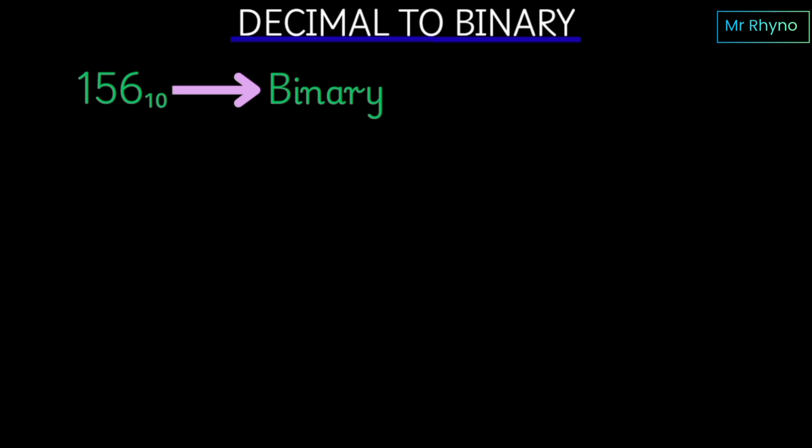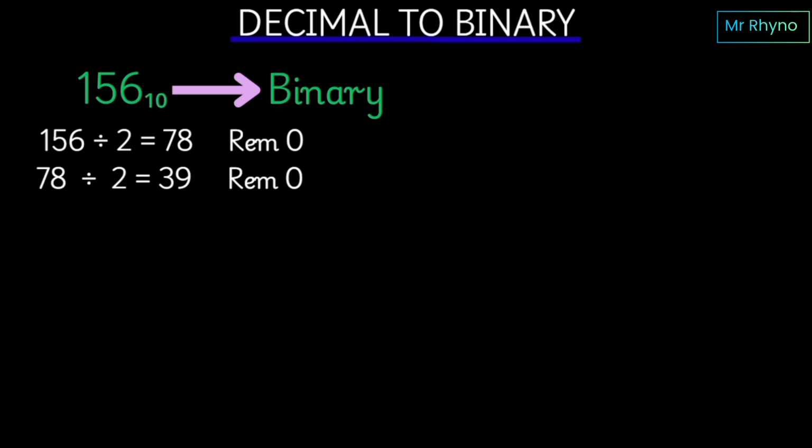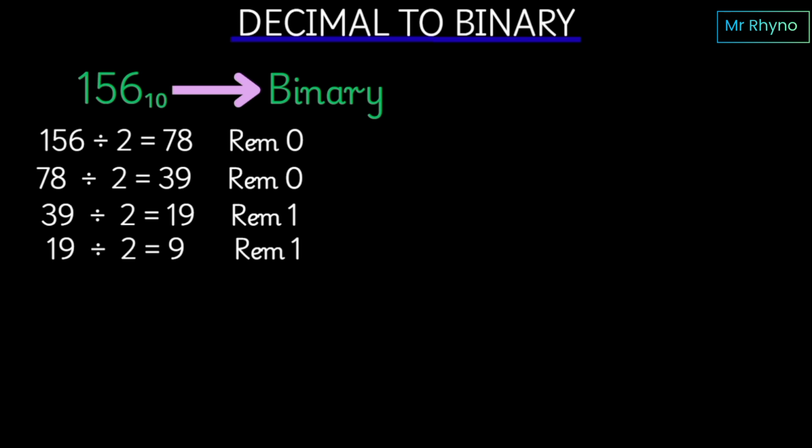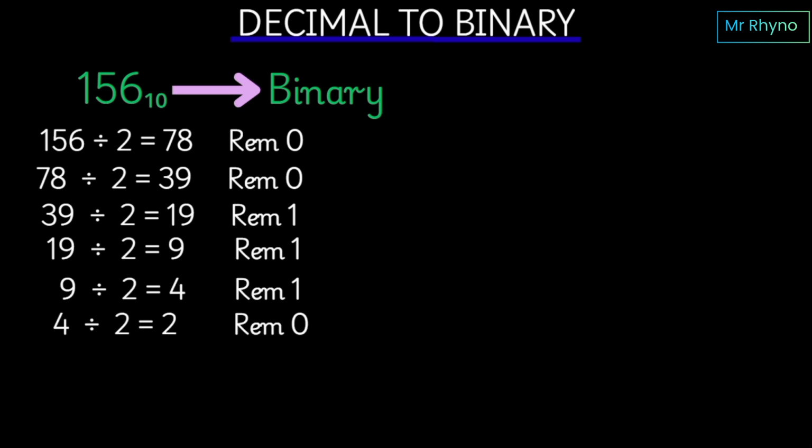We begin by dividing 156 by 2 and notice that 156 is even, so our remainder will be 0. 156 divided by 2 is 78 and the remainder is 0. Next is 78 divided by 2 we get 39, the remainder is 0. 39 is odd, so our remainder shall be 1. Next we shall have 19 divided by 2 and remember 19 is odd, so our remainder will always be 1. Then next we shall have 9. 9 divided by 2 is 4, the remainder is 1 because 9 is odd. Next is 4 divided by 2, we get 2 and the remainder is 0. Then 2 divided by 2 we get 1 and the remainder is 0.